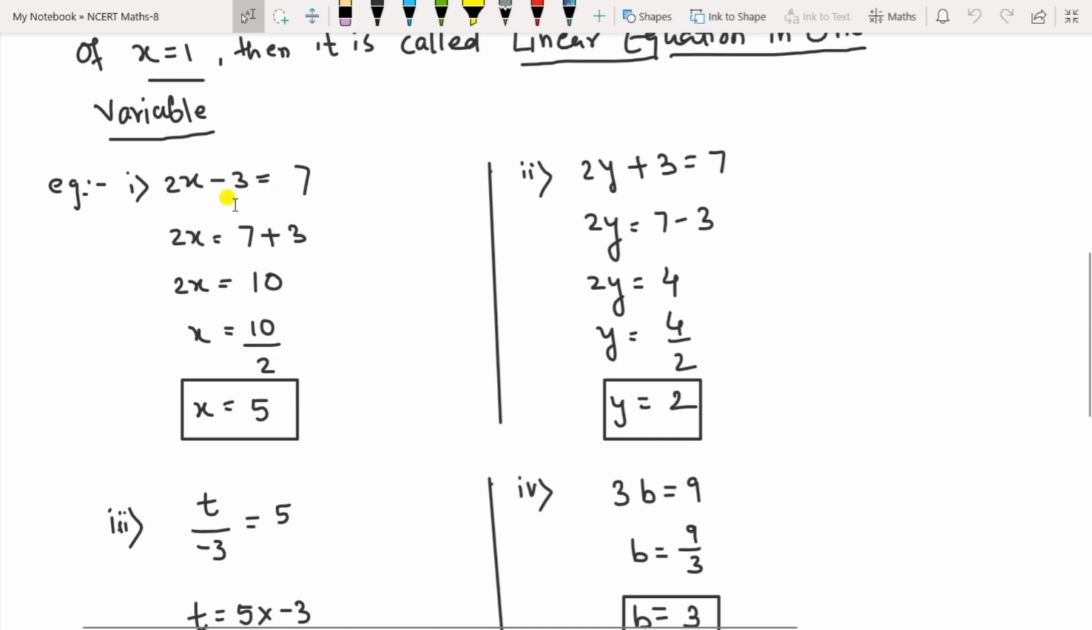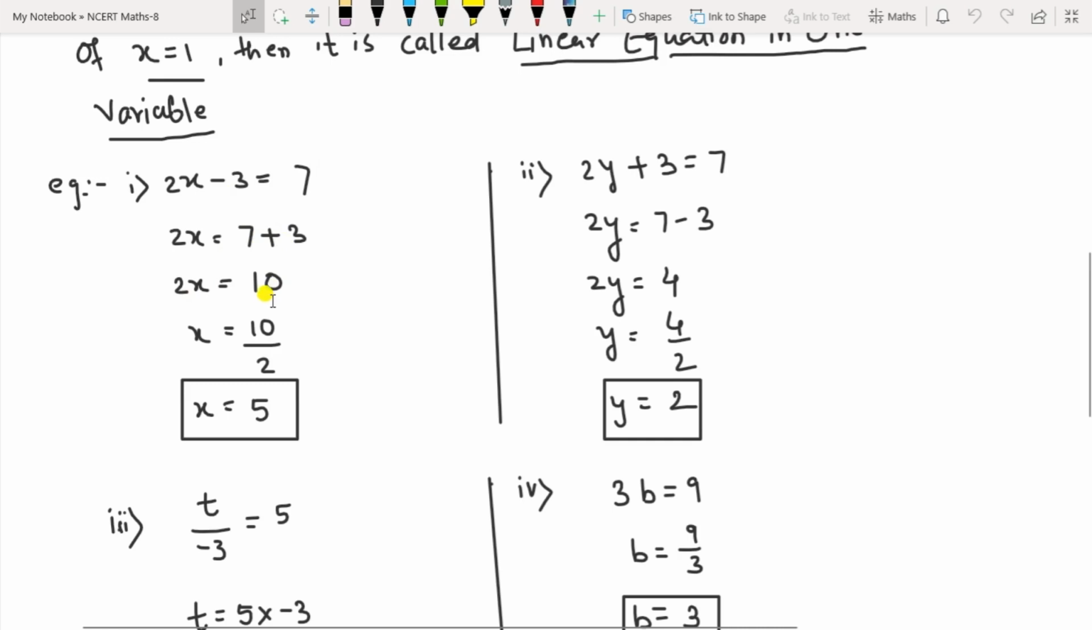Now first here 3 is there and 3 is having a negative sign. So move 3 to the other side, that is 7 plus 3. It will become 7 plus 3 since it is negative here. So when it goes to the other side, it becomes plus. So 7 plus 3 is 10. So 2x equal to 10.